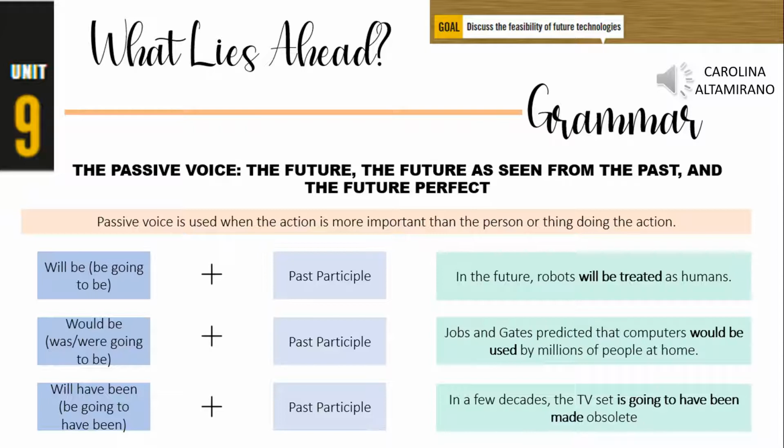For example, in the future we have to use will be or be going to be plus past participle. In the future as seen from the past, we have to use would be or was/were going to be plus past participle. And in the future perfect, we have to use will have been or be going to have been plus past participle, as you can see in these examples.